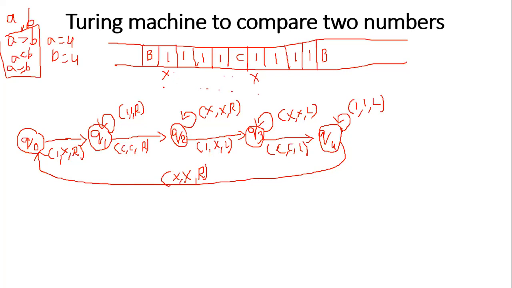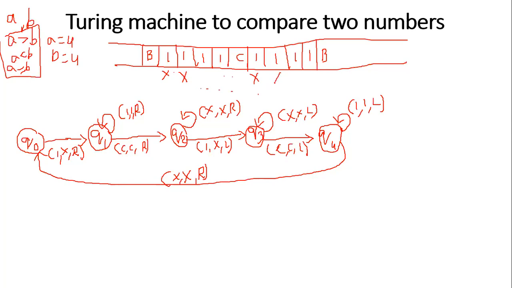Once you find the next 1, move one position to the right and replace 1 with X, and keep moving to the right until number 1 is finished. Once number 1 is finished, immediately you'll get C, which is the separator between number 1 and number 2, and keep moving to the right until you find the matching 1.